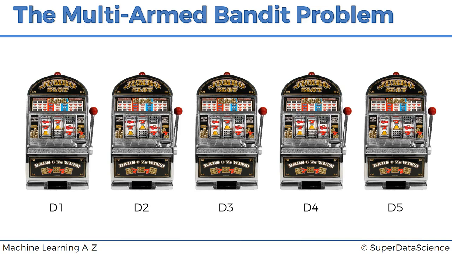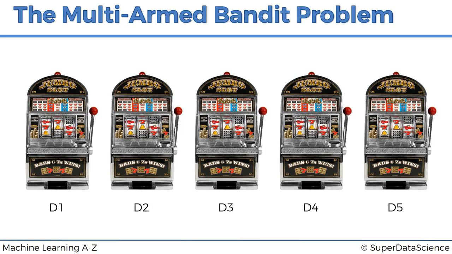But the problem here is that you don't know these distributions, right? You don't know in advance what the distributions are, and they are assumed to be different for these machines. Sometimes they can be similar or the same in some of the machines, but by default they are different. And your goal is to figure out which of these distributions is the best one for you.